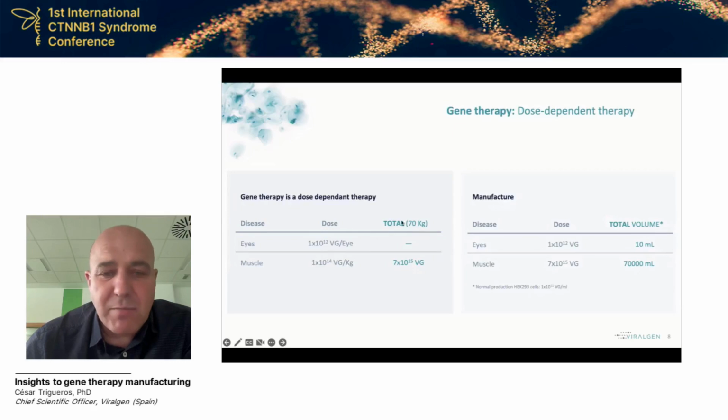If we have a normal patient of 70 kilos, with the mathematics, we have to introduce 7 times 10 to the 15 virus per person. When we go to the lab, we use a cell line that I'm going to introduce right now. This cell is able to produce around 1 times 10 to the 11 virus per ml. If we extrapolate this into our needs, for an eye we will need 10 mLs of the culture. However, for a muscle disease, for one single patient, we will need to produce around 70 liters. And that is the main challenge that we have when we are producing the virus.